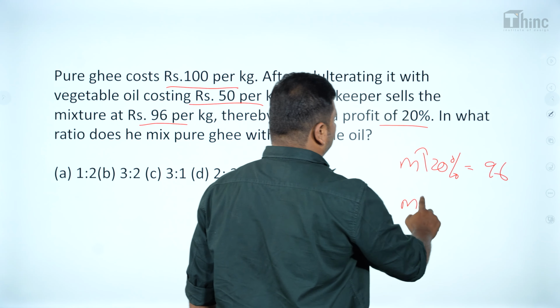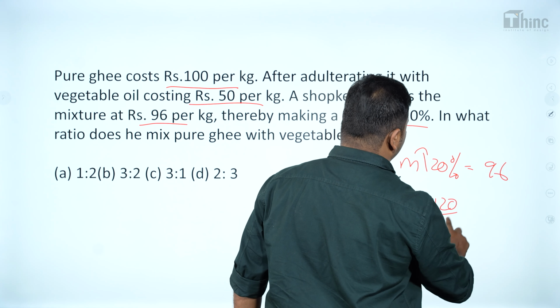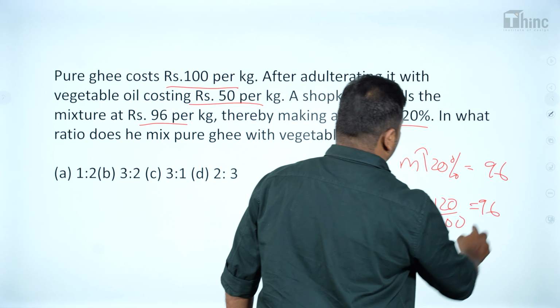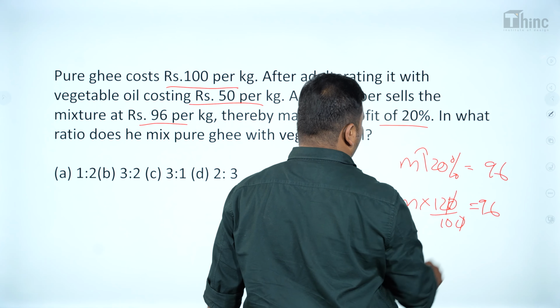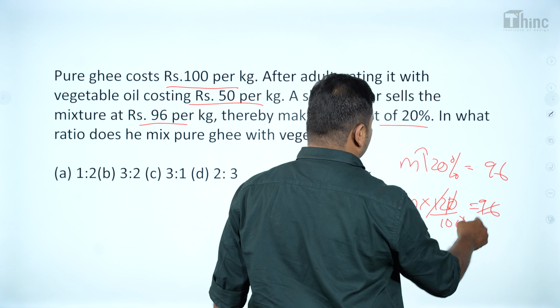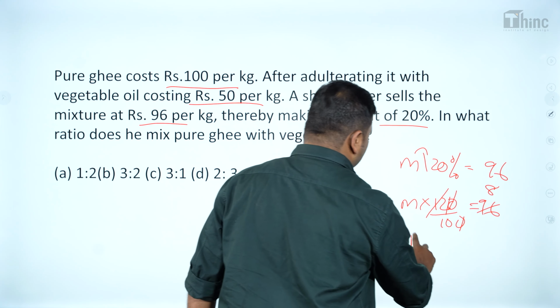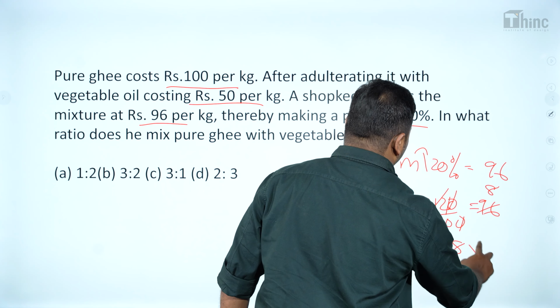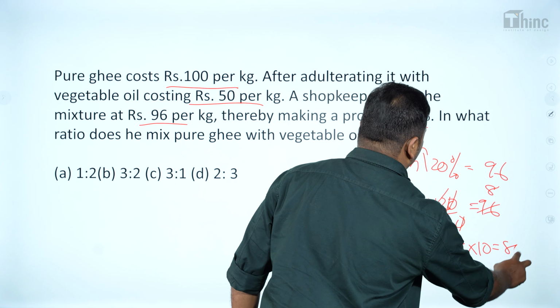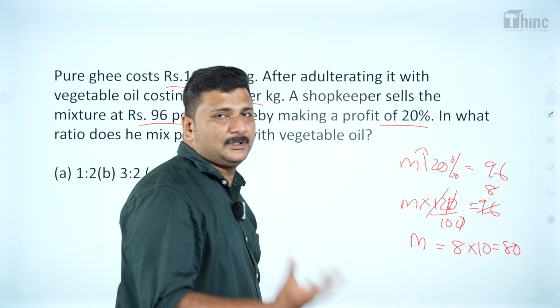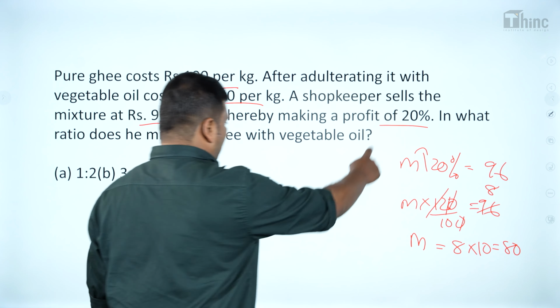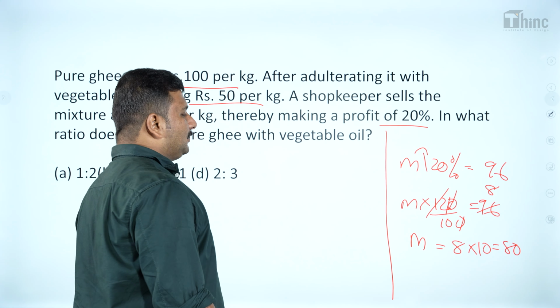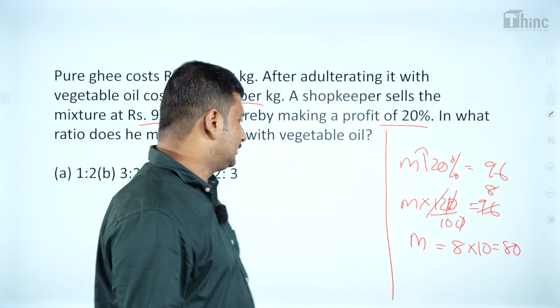So M multiplied by 120 by 100 equals 96. So now we can cancel these two. So 12 and 96 cancels off, this becomes 8. So what is the actual mixture price? It's 8 into 10, which is nothing but 80. So the actual mixture price is nothing but 80. So I'm keeping this aside. So we know that the actual mixture price is nothing but 80.